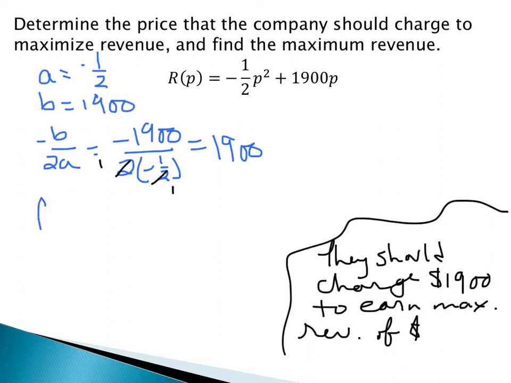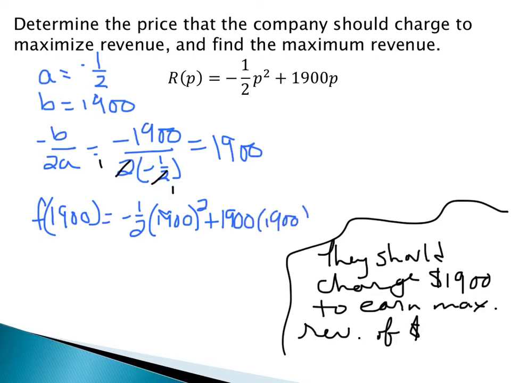To find that, we take that 1900 and substitute it into our function: negative 1/2 times 1900 squared, plus 1900, substituting the p in, which is 1900. When you put that in, use your calculator, and that will give you $1,805,000. And so their maximum revenue, $1,805,000, is going to be had when they charge $1,900 for each tractor.